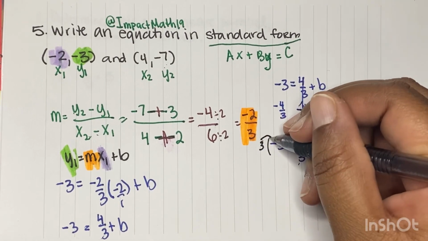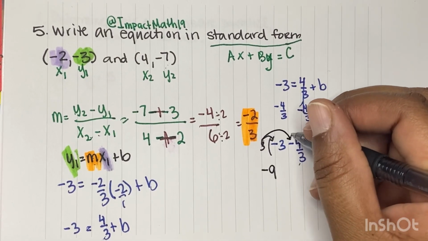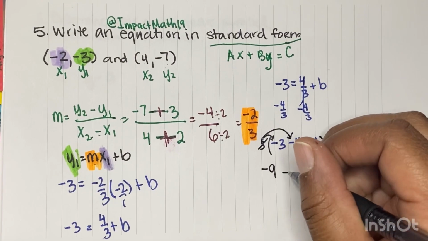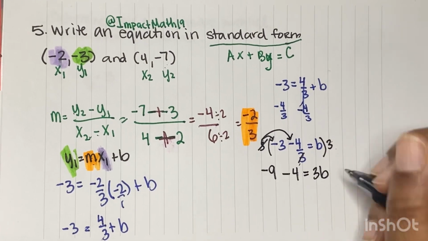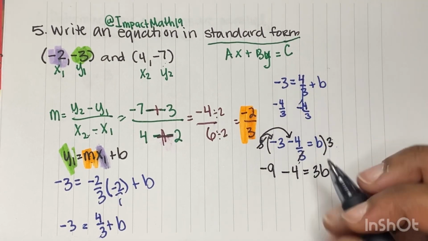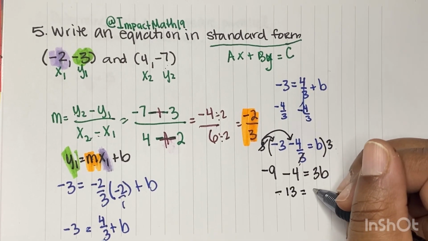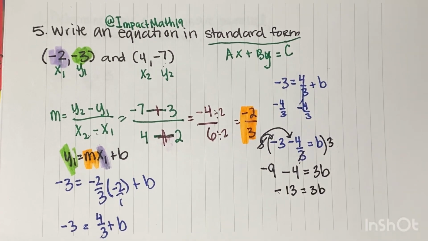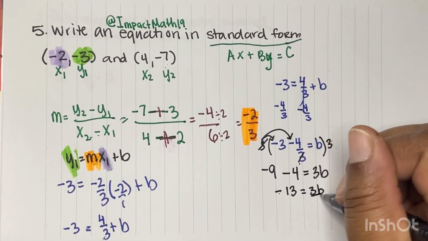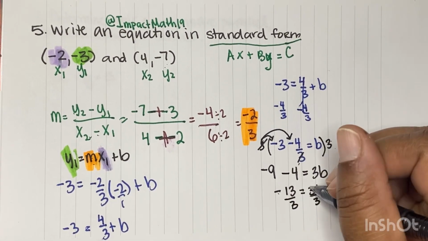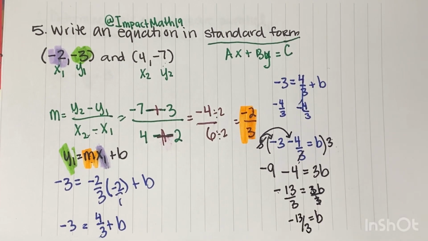So if I multiply here by 3, 3 times negative 3 is negative 9. And then 3 times here, this will cancel and we'll get negative 4 here. And then times this side by 3, we get 3b. So now negative 9 minus 4 gives us negative 13 equals 3b. But then again, we still need b by itself. So we're going to end up dividing by 3, and b would equal negative 13 over 3. Okay.